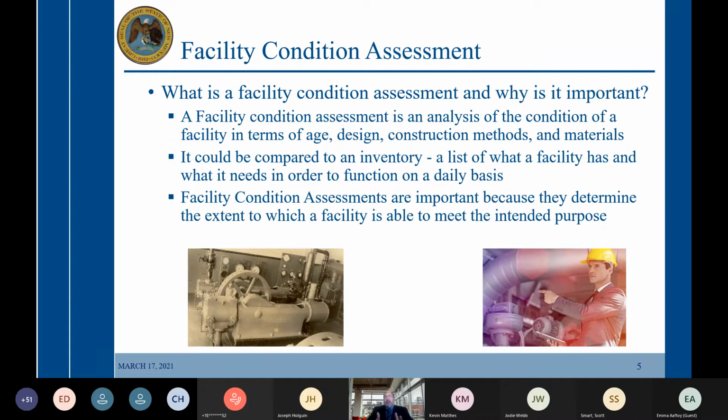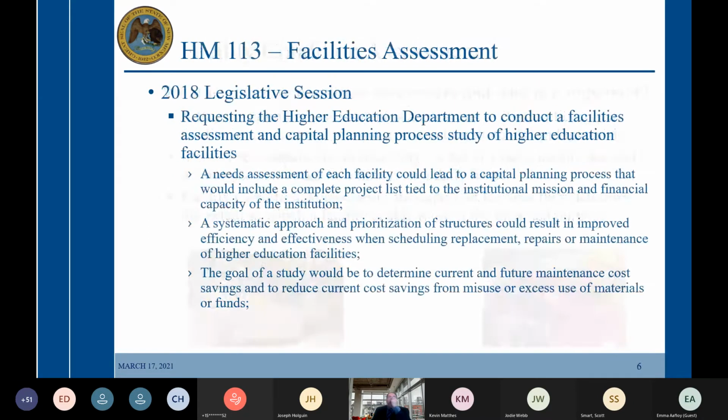But why am I bringing this up? And why am I talking about a facility condition assessment? Well, the reason for that is because during the 2018 legislative session, and I'm sure a lot of you have seen this in multiple iterations throughout previous legislative sessions, there was a House Memorial 113 that was introduced that requested that the Higher Education Department conduct a facilities assessment and capital planning process study of higher education facilities.